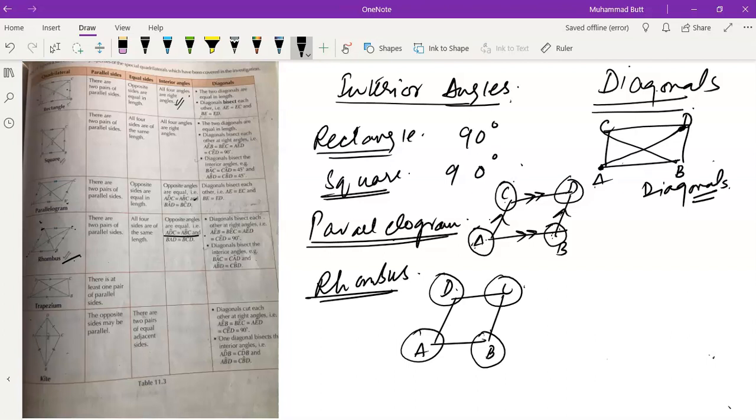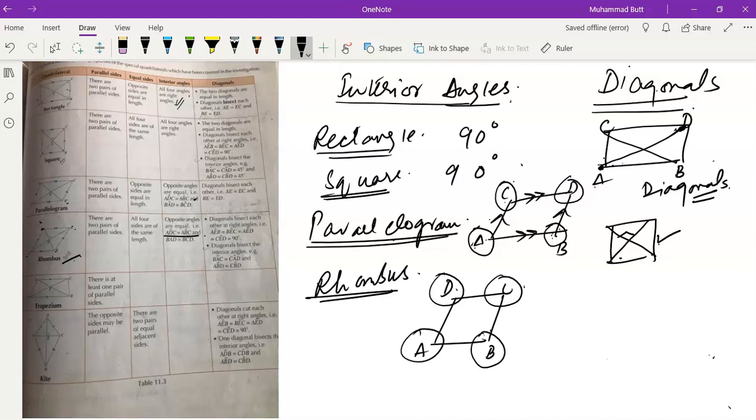The two diagonals of the square are also equal in length. Now it's very important over here. If the diagonal is the line of symmetry, it is dividing the interior angle into two equal halves. Like over here, the diagonal of the rectangle is not the line of symmetry, we know that. But in square, the diagonal is the line of symmetry, so it is dividing the angle into two equal halves. And the diagonals bisect each other at 90 degrees.